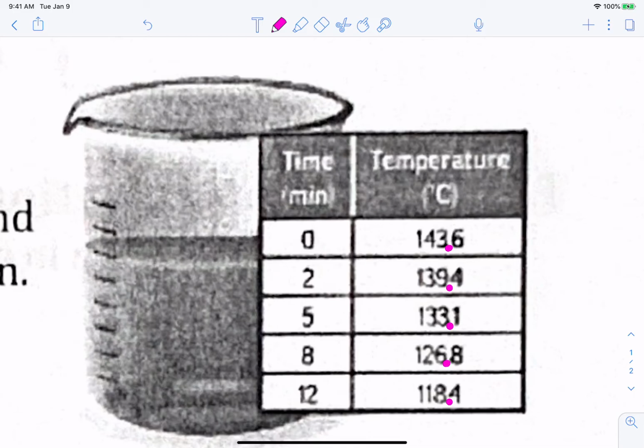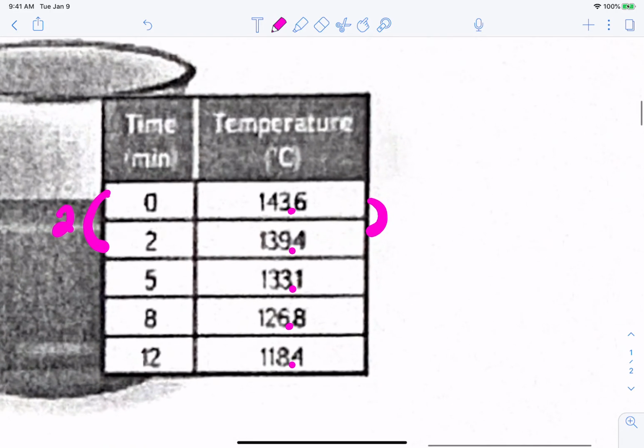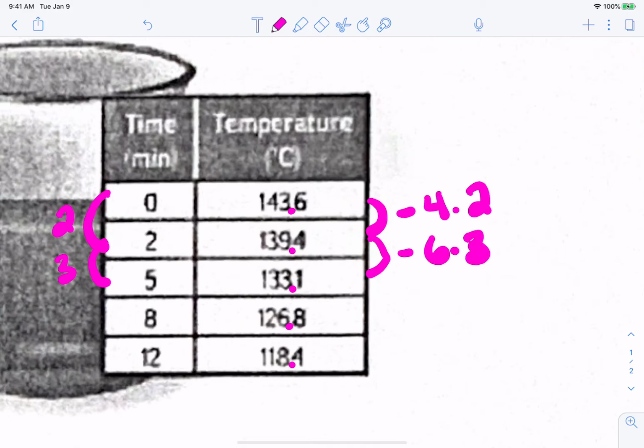So let's look at the rate of change. The first time we record is at 0 minutes. The second time we record, we're at 2 minutes. 2 minutes have elapsed from 0 to 2 minutes, right? And how many degrees have I gone down from one to the other? How many degrees have I decreased? 4.2 degrees, I believe. Yeah. Okay. From 2 to 5, there's 3 more minutes that have elapsed. How many degrees have I decreased from there? I've decreased 6.3 degrees.